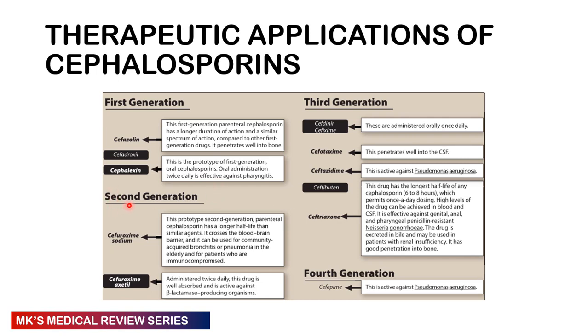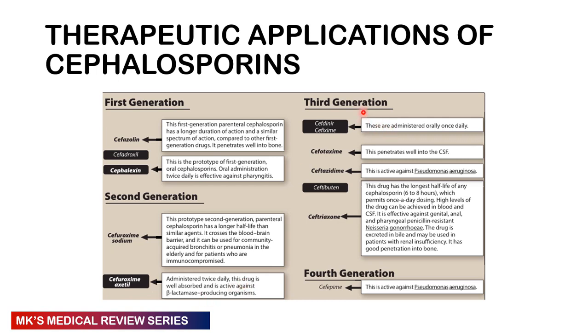Then you move to the second generation where you have your Cefuroxime. You can have your Cefuroxime sodium or this other preparation here. So this is the prototype. The Cefuroxime sodium is the prototype. It can be given parenterally. It has a longer half-life than other agents, and it can cross the blood-brain barrier. So it can be used for community-acquired bronchitis, community-acquired pneumonias, as well as pneumonias in the immunocompromised. Then this other formulation here can be given twice a day and is absorbed very well, and it's effective against organisms that produce beta-lactamase enzymes.